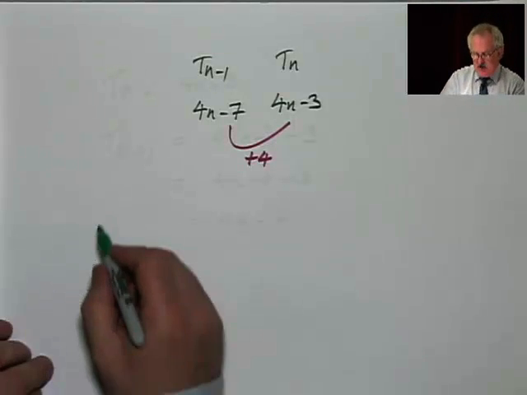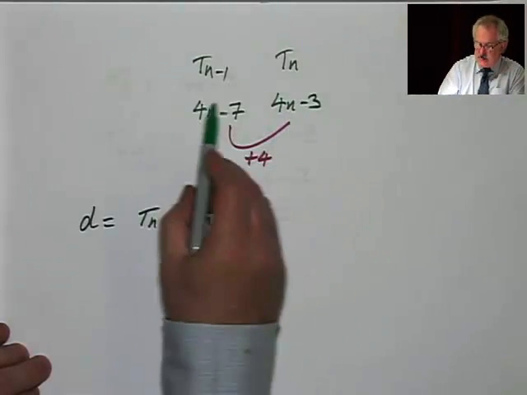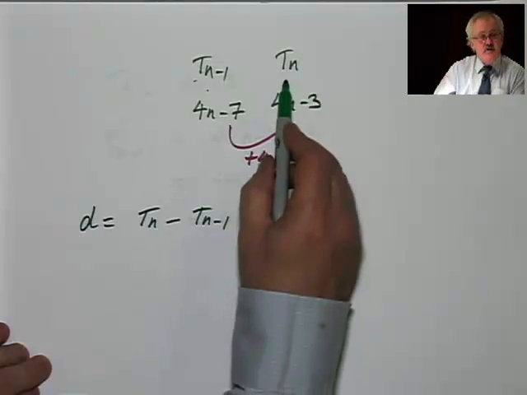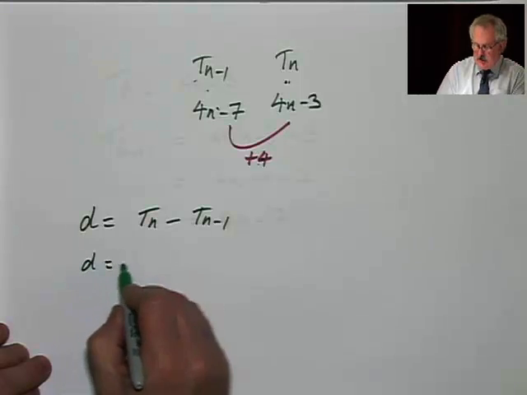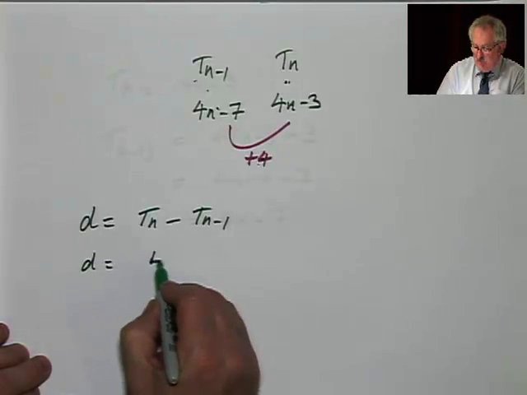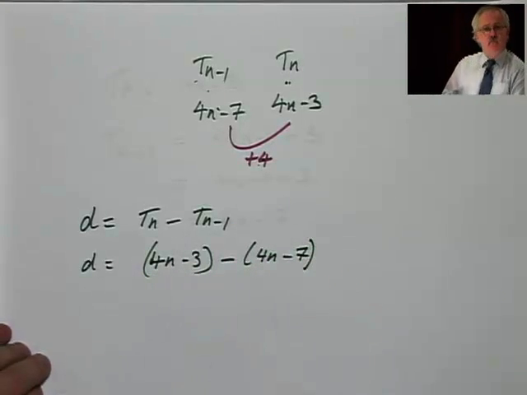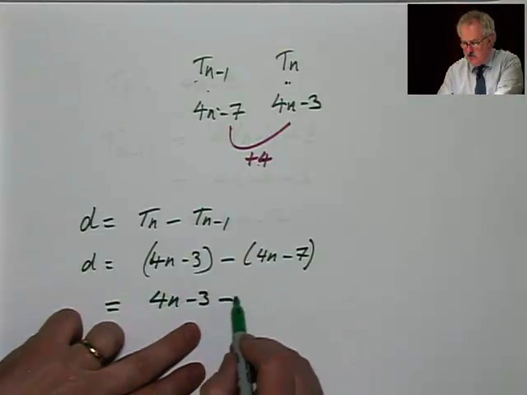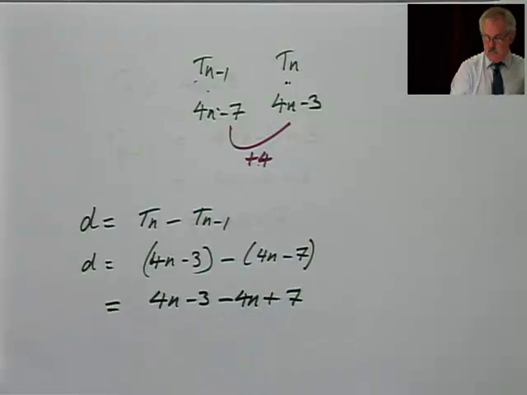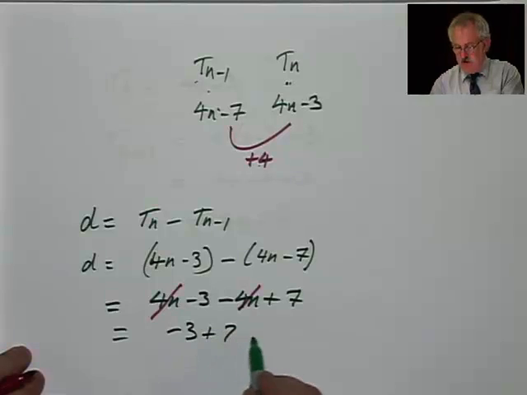But what's the common difference? The common difference is defined as Tn minus Tn minus 1, because that minus that is 4. So we say D is equal to Tn, which is 4n minus 3, minus (4n minus 7). That's 4n minus 3, putting in the minus 4n plus 7. The two 4n's cancel, and we get minus 3 plus 7, which is 4.